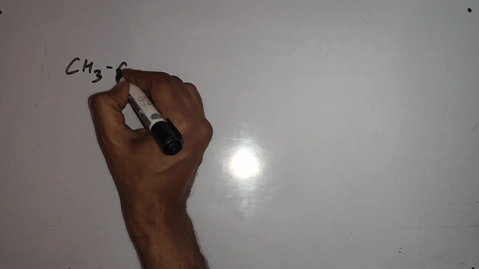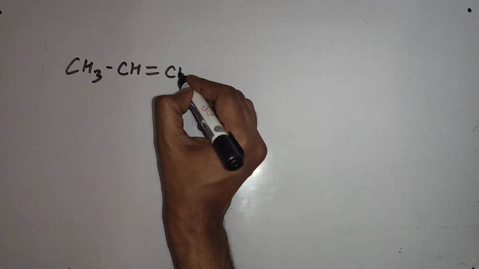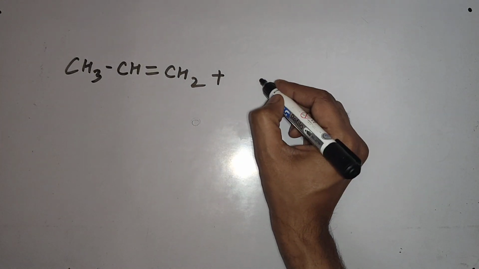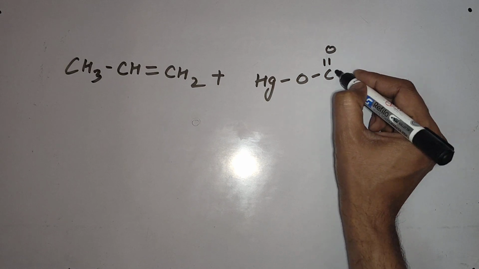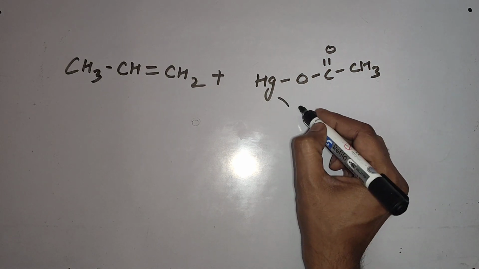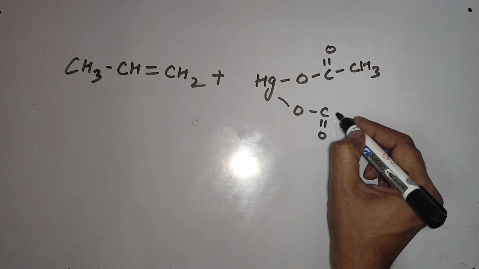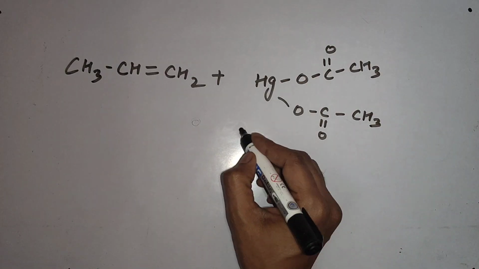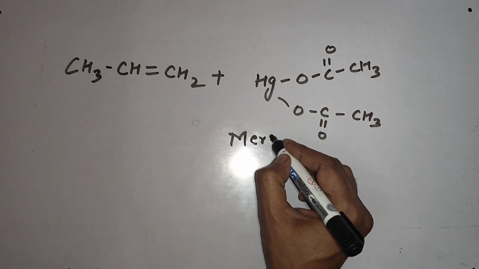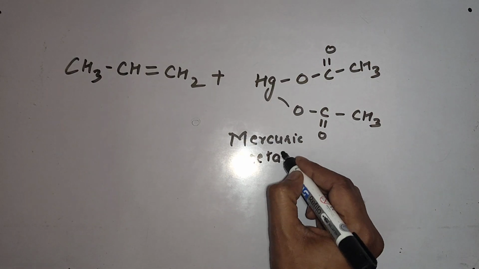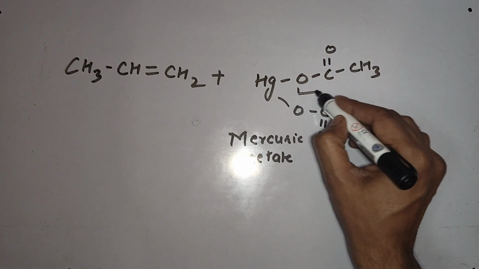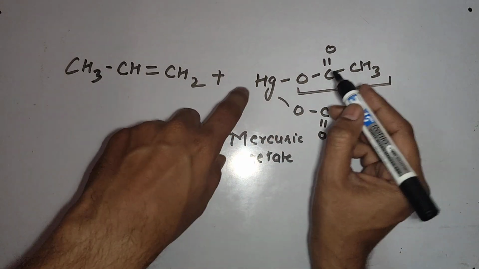Any alkene you can use, symmetrical or unsymmetrical. I am using unsymmetrical, propene. For this reaction, the reagent required is this one, mercuric acetate. This part you can check, it is acetate part.